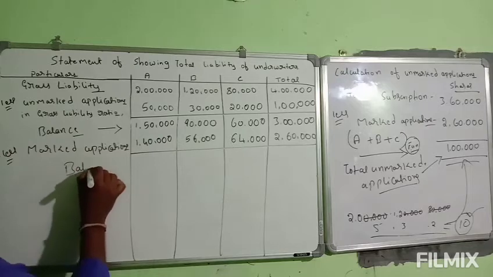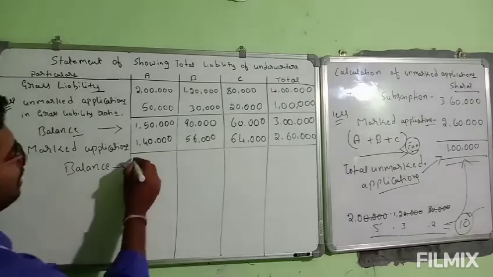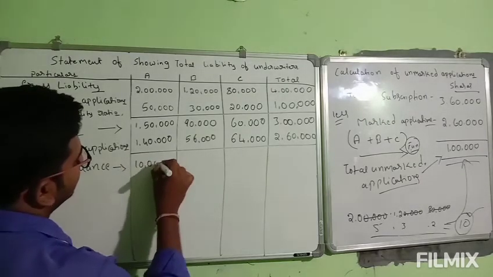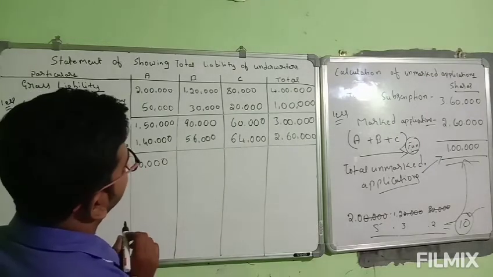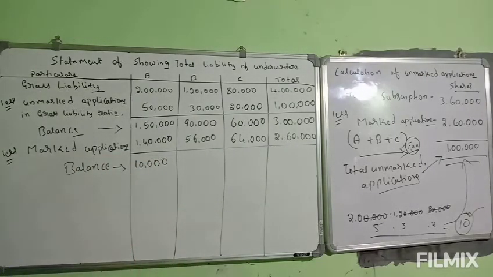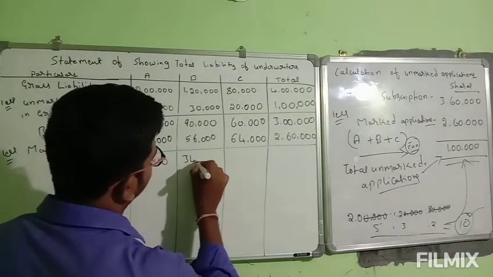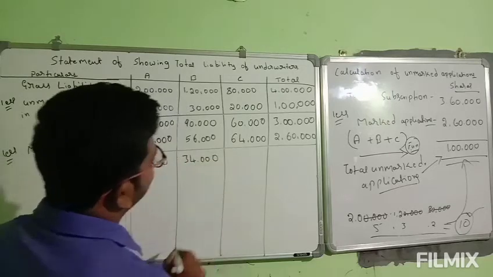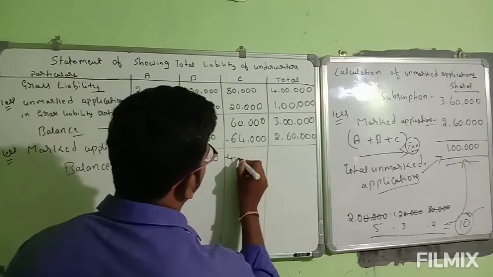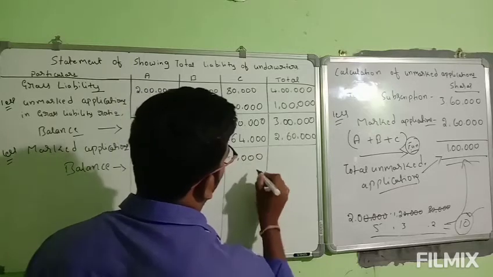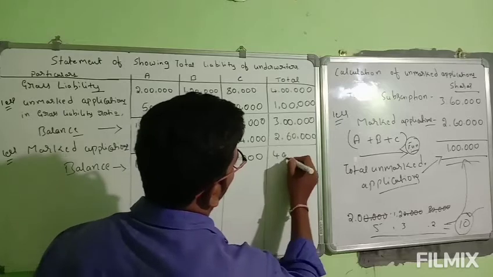Balance: 1,50,000 minus 1,40,000, you'll get 10,000. 90,000 minus 56,000, you'll get 34,000. And 60,000 minus 64,000, you'll get negative balance of minus 4,000. So 3 lakhs minus 2 lakh 60,000, 40,000.